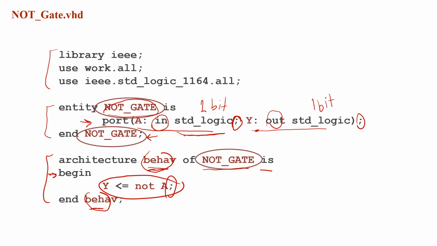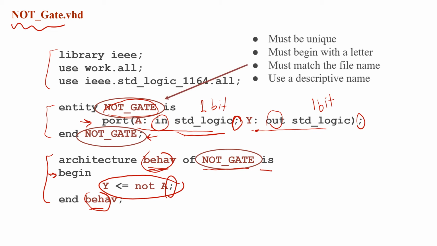A few notes on the file. You will see that the name of the entity is repeated 3 times in the file. When you define the entity, and then when you end it, and then when you describe the behavior or the architecture of that entity. And it, of course, is equal to the file name as well, not_gate.vhd. So this name must be unique. It must start with a letter, it must match the file name, and it has to be descriptive. This code describes the NOT gate behavior. That's why we named it not_gate. Don't forget the semicolons when it's necessary. And don't forget the begin, and it is only needed in the architecture part. The entity part has an is, but it doesn't have begin.